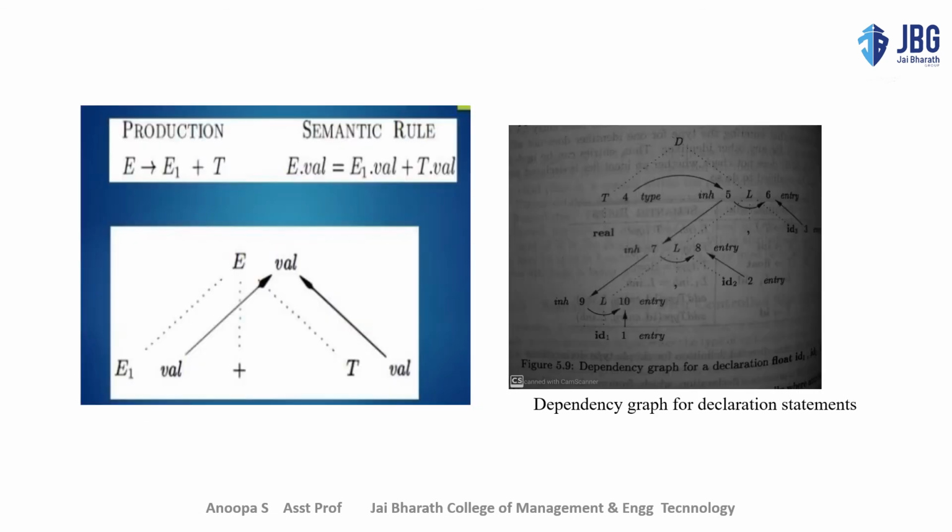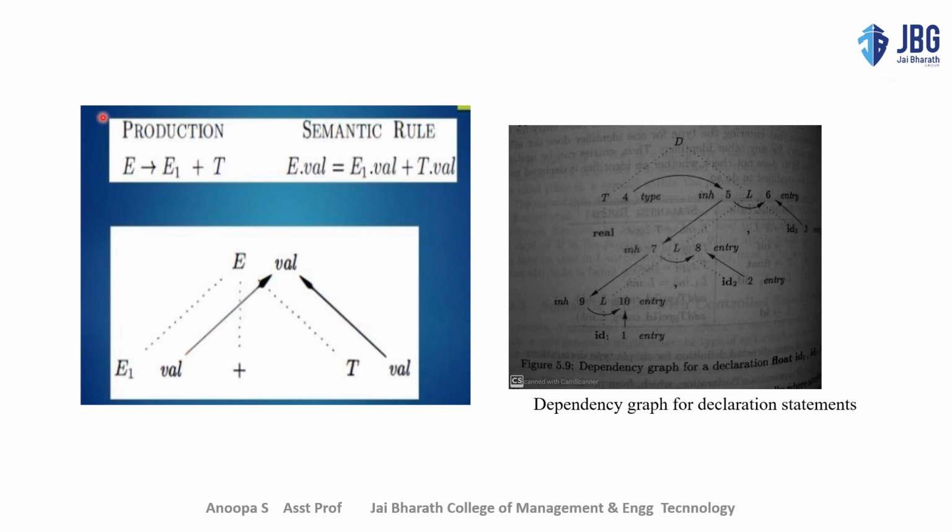Now, this is an example. E dot val equals E1 dot val plus T dot val. First I have to evaluate E1 val, then T val, and the result is stored in E dot val. So this information is passed there. That is why the arrow is given like this.